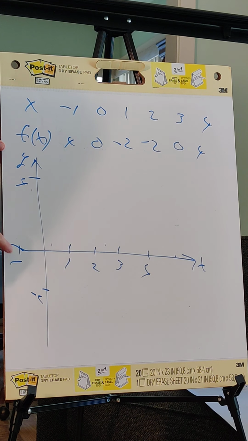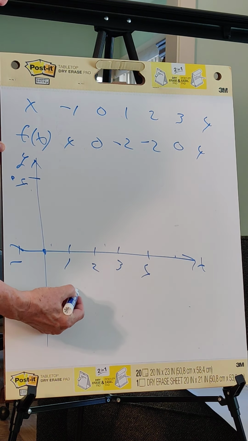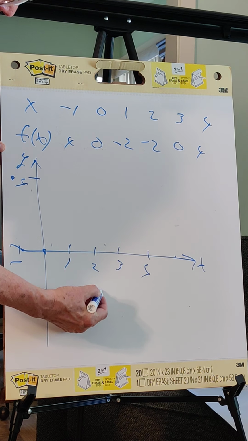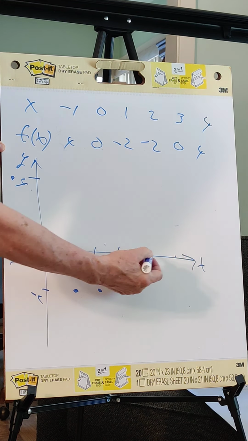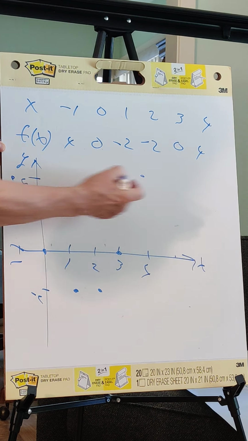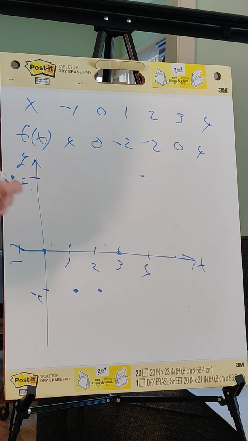Okay, so when x is -1, y is 4. Let's plot that point. When x is 0, y is 0. When x is 1, y is -2. When x is 2, y is still -2. When x is 3, y is 0 again, and when x is 4, y is 4. So these points fall on the graph of the function.